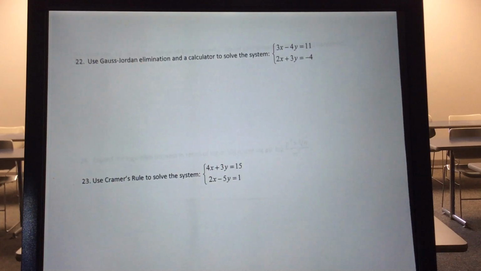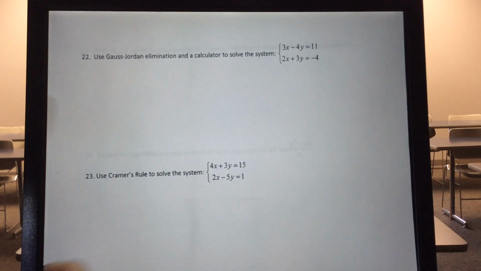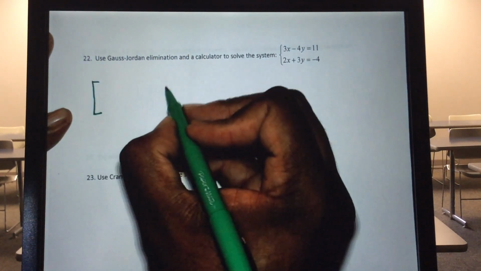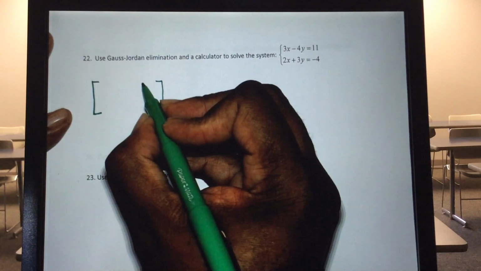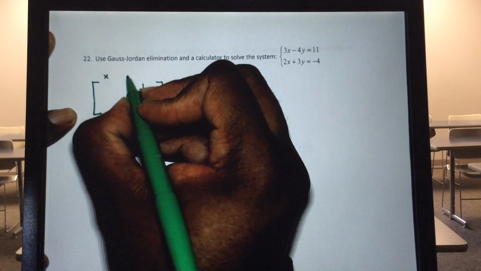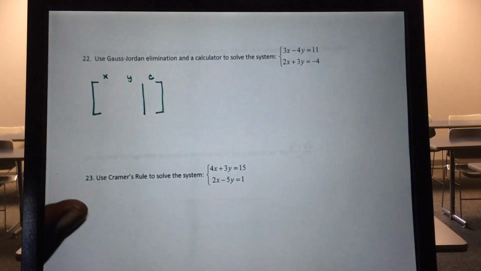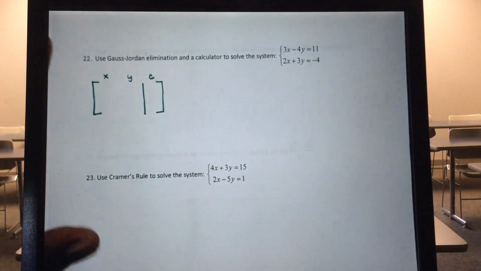All right, number 22. Here we're going to be using our calculator, which helps us do the Gauss-Jordan elimination to solve this system. We got 3x minus 4y equal 11, 2x plus 3y equal negative 4. Here's what you're going to have to do here. On the exam, I would expect you to write this as an augmented matrix here. The first column is always the x coefficients, the second column is the y coefficients, and your constant term is on the right side of the equal sign. That vertical bar represents the equal sign.